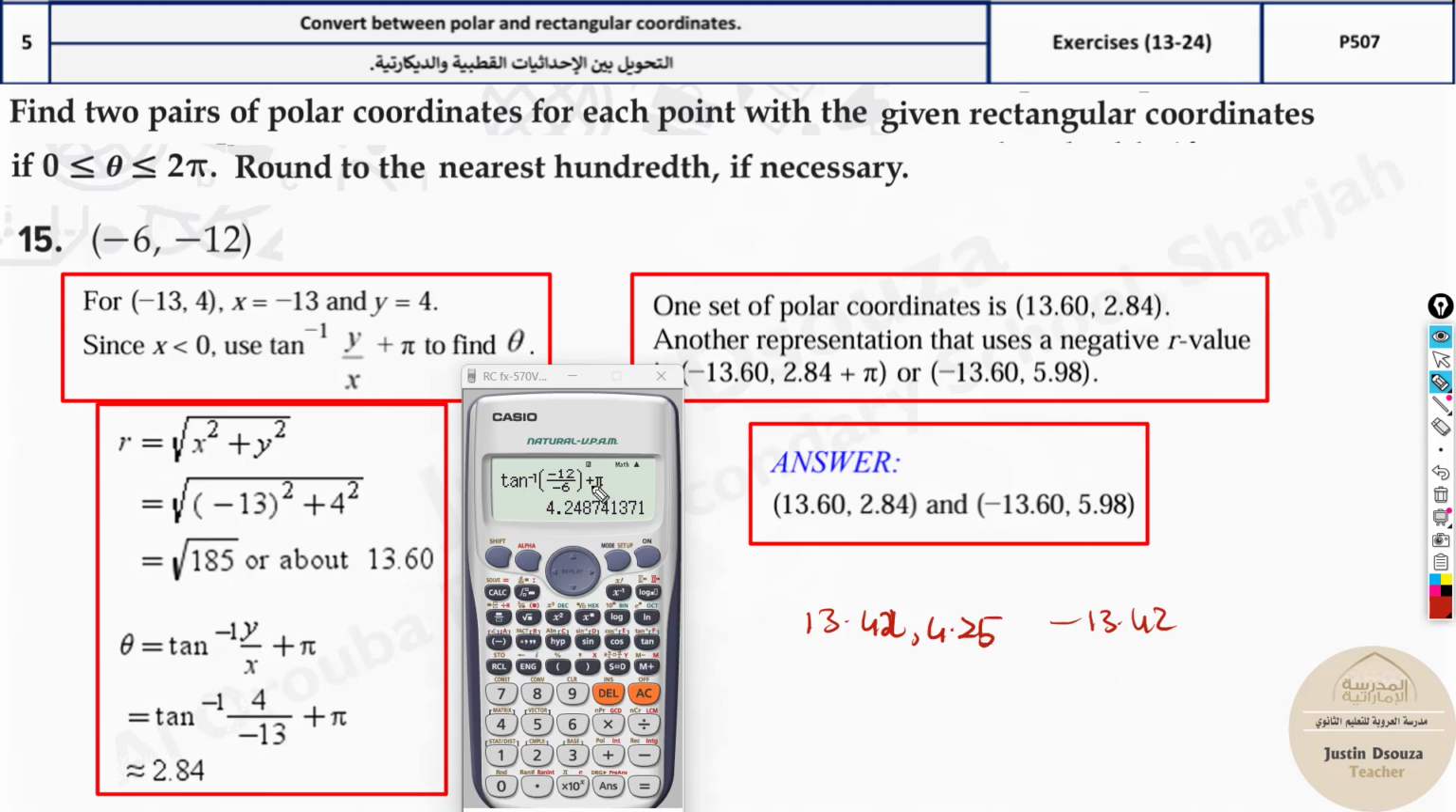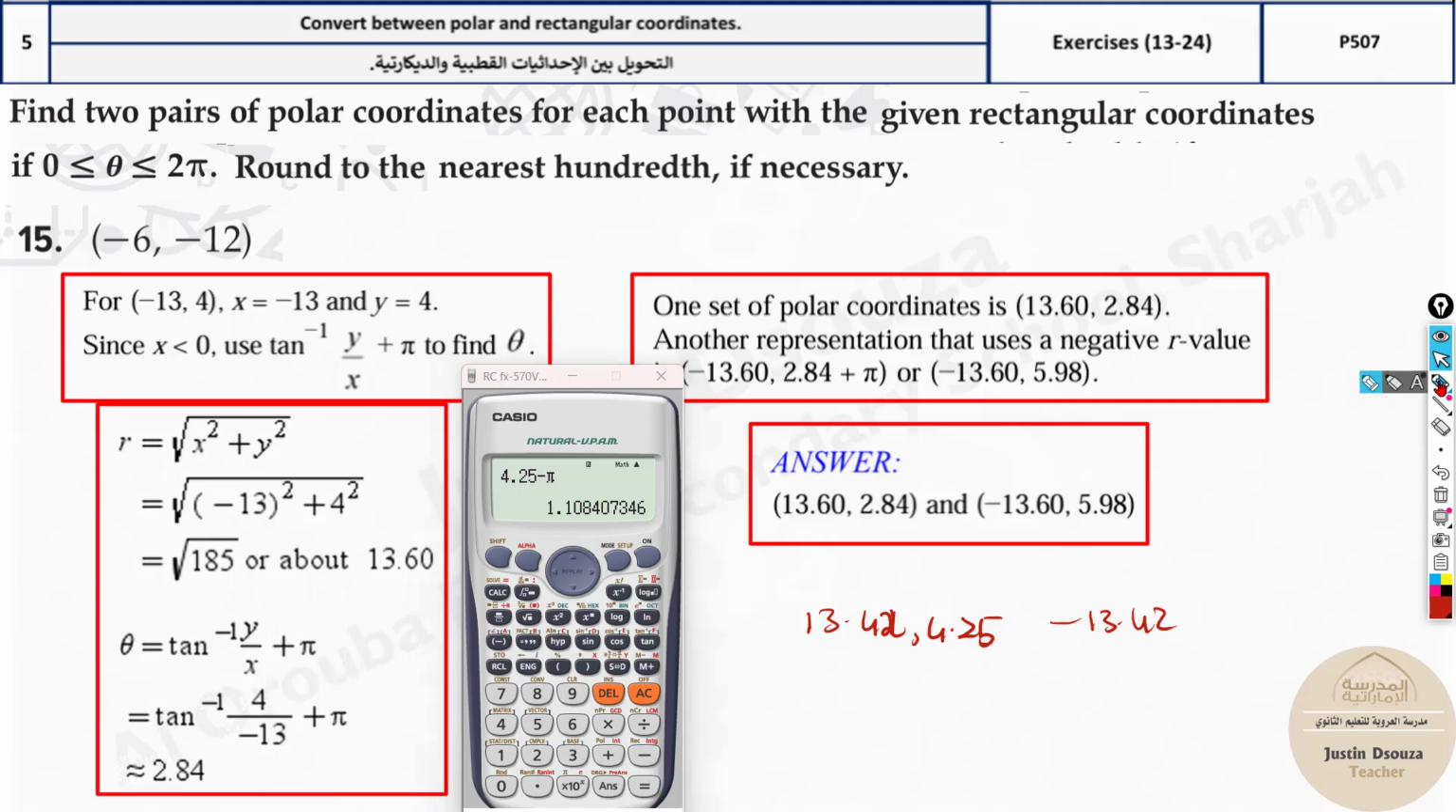Now what about this? Should I add or subtract? I have to subtract because this is more than 3.142414, right? So let me just change this and I'll write the value itself. Sorry, it's not 4.25. If I add it, it's more than 6.24, which is exceeding 2 pi. 2 pi is 6.28, sorry. So I have to subtract here.